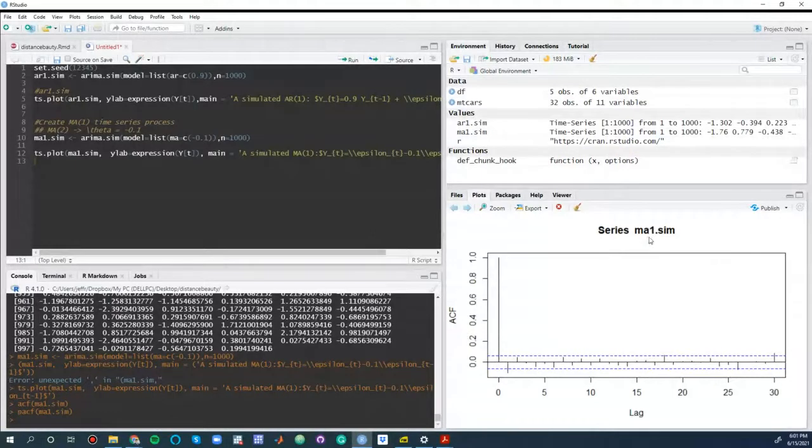So think about that. If it is an MA2 process, the ACF will look like this: the first spike here, the second spike maybe close to the first one, and the rest of the correlations become very, very small, right? So that's the idea of the MA and the AR.